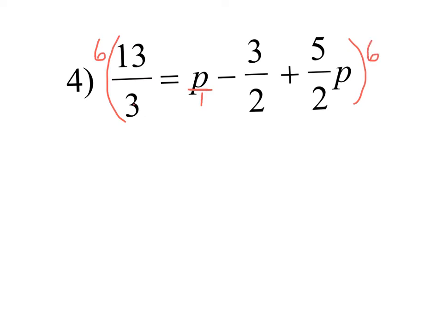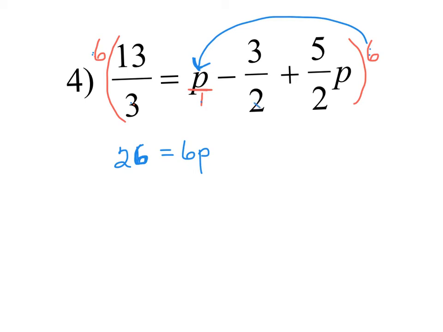3 goes into 6 twice, and 2 times 13 is 26. Now here's the part students forget. Once we get the hang of this method, it's really great, really easy to do. Here's what kids forget. Even though that's not a fraction, we also need to multiply the p by the 6. So 1 goes into 6 times, and 6 times p is 6p. Make sure if there's not a fraction, we still multiply that term, okay?